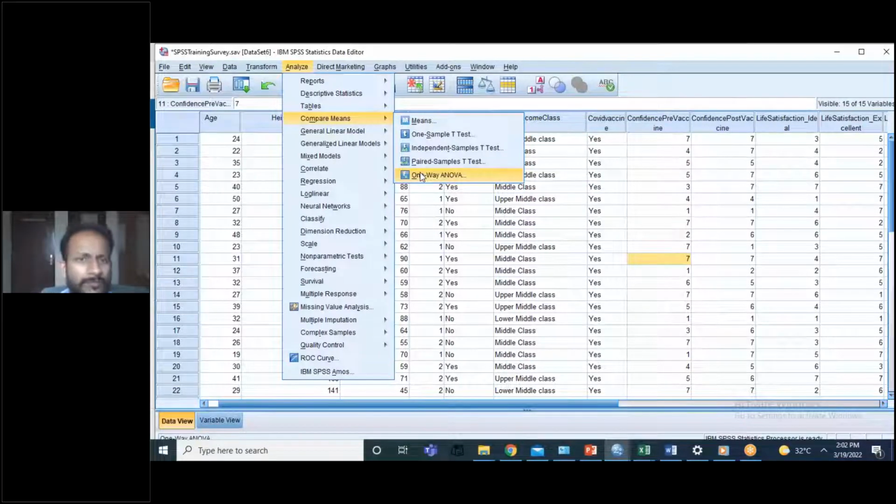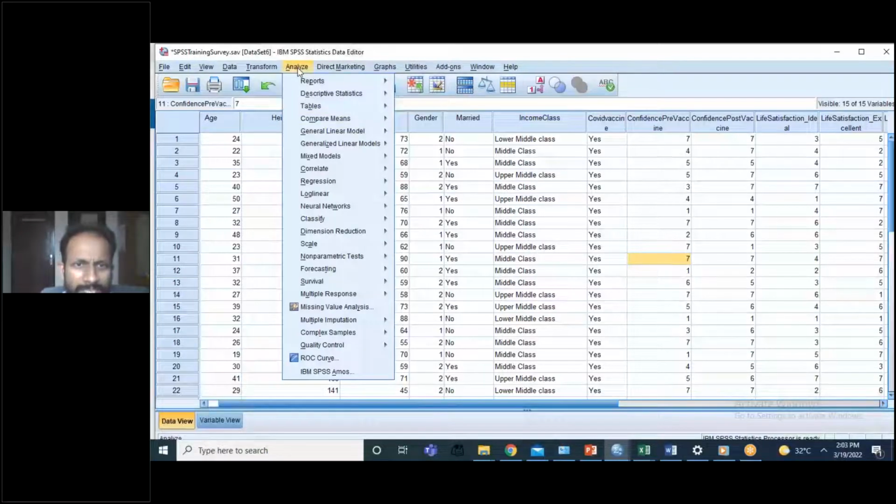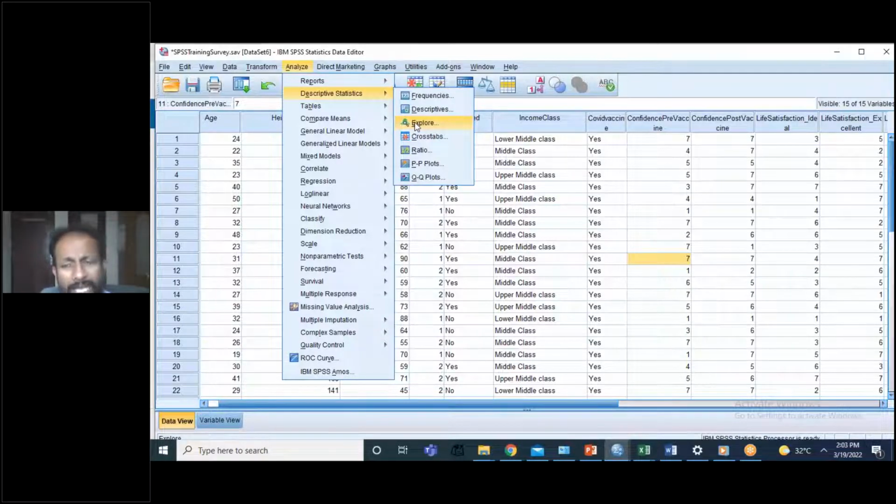We have tested that also. There are several ways to test whether our dependent variable or our variables are normal or not. I can test it through Analyze, Descriptive Statistics, Explore, and you can test whether the data is normal or not. And we have also tested whether the data fulfills the assumption of homogeneity of variances by checking the Levene's score, right? So those things we have done.